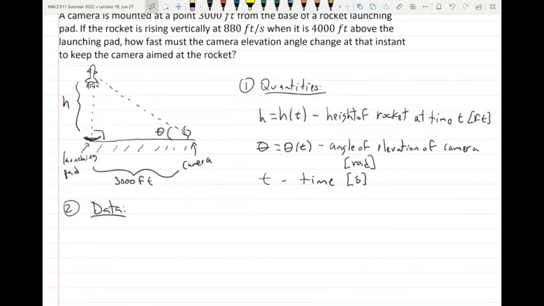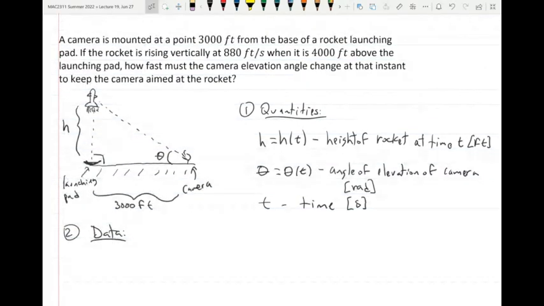Data is always about the quantities, okay? So what data are we providing? Well, we have the rate of change of the height with respect to time. So does everybody understand what this number represents? That's dH/dt. Yes? But remember, speed or velocity.